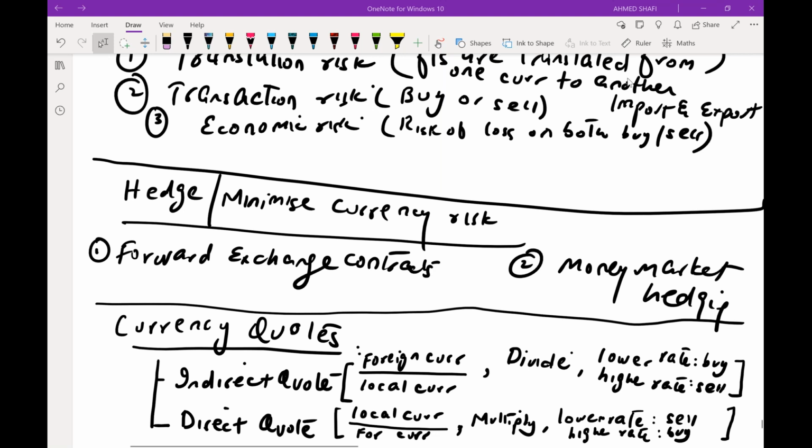Exchange rates are given. Since dollar was coming in denominator, which was the home currency, it's an indirect quote. You divide, low rate buying, high rate selling. And then you are given the borrowing and deposit rates in both currencies.